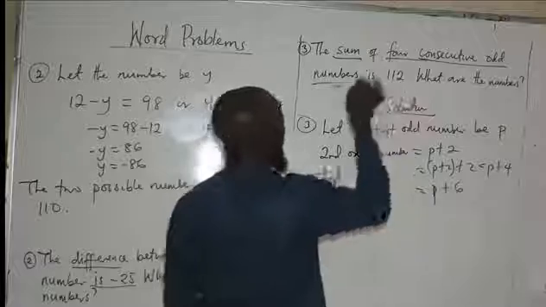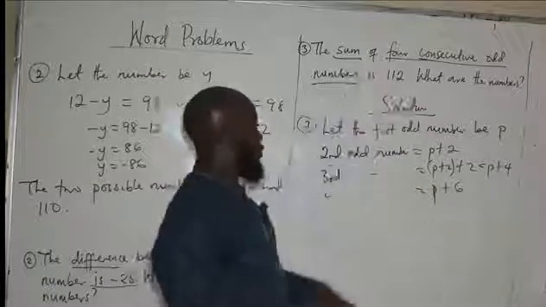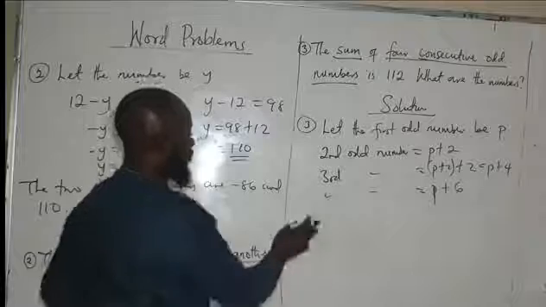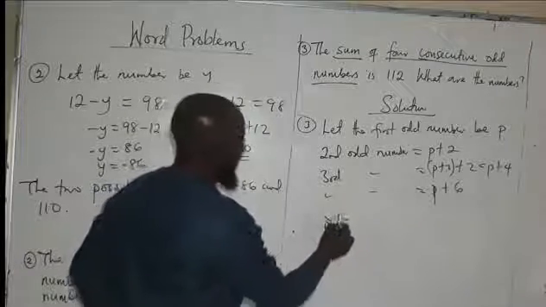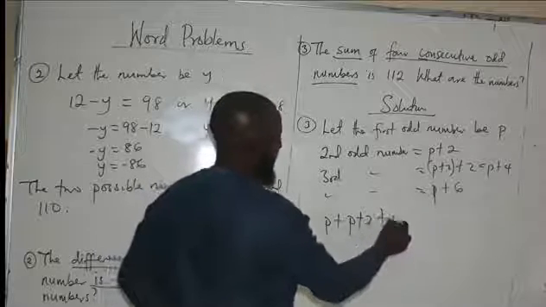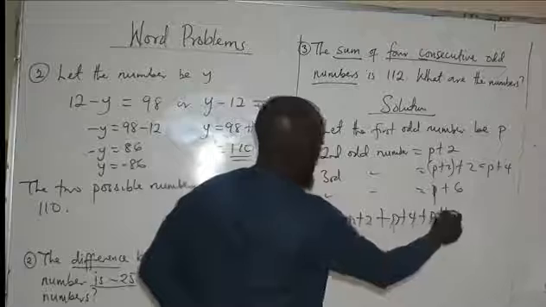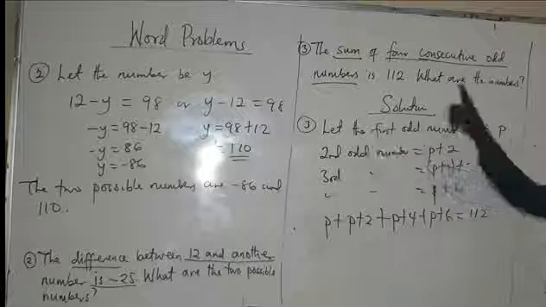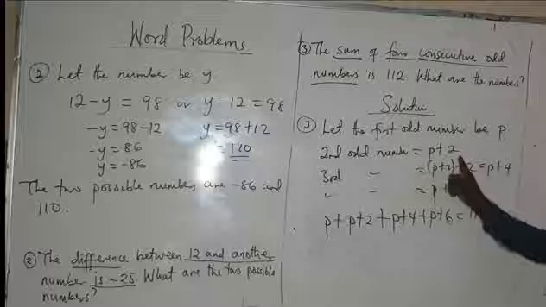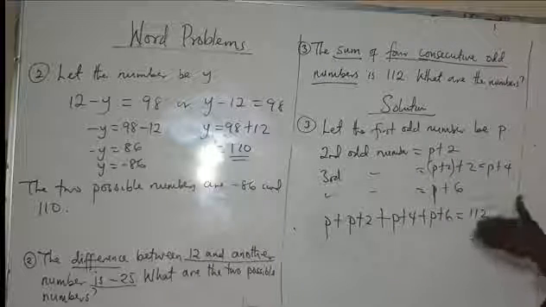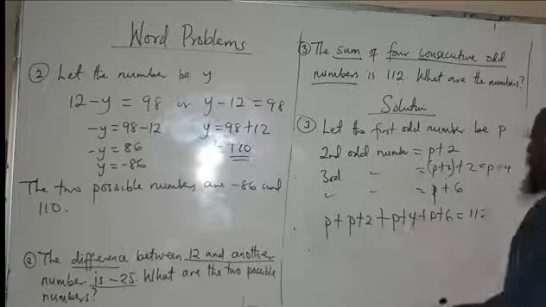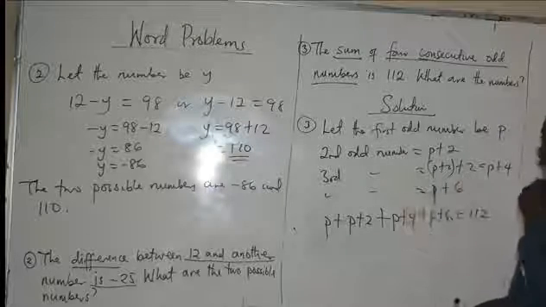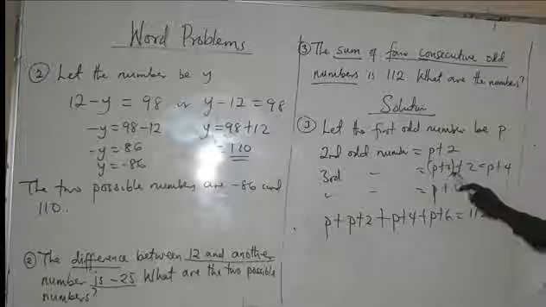Their sum will give us 112. So we add P plus this plus this plus this, and it gives us 112. So we have P plus P plus 2 plus P plus 4 plus P plus 6 equals 112. Let me repeat this for you. The first odd number is P. The second will be P plus 2, because after an odd number the next one is even, so the next odd one will be plus 2. If it were ordinary numbers, it would be plus 1 each time, with a difference of just 1. Exactly. So this will be plus 2.